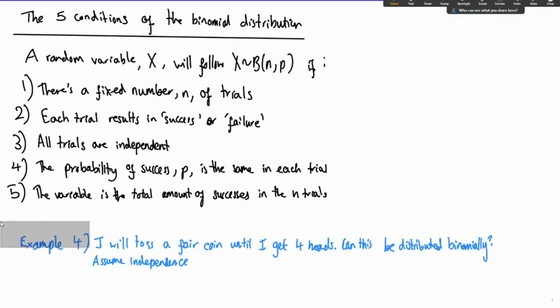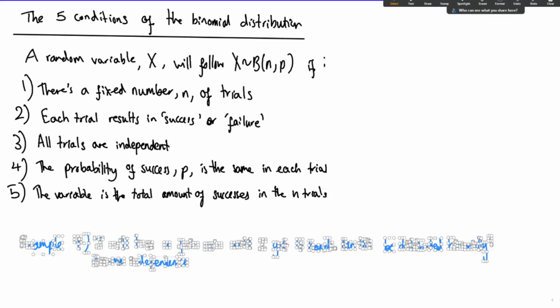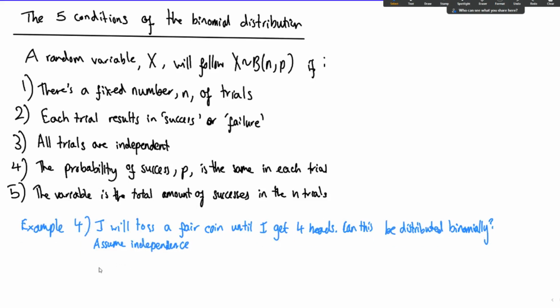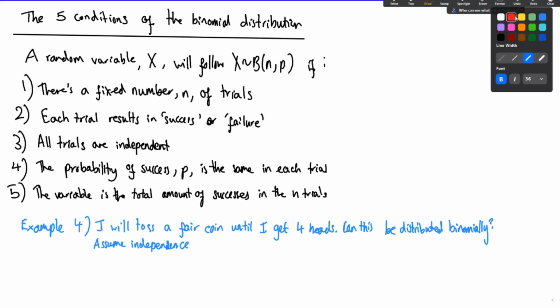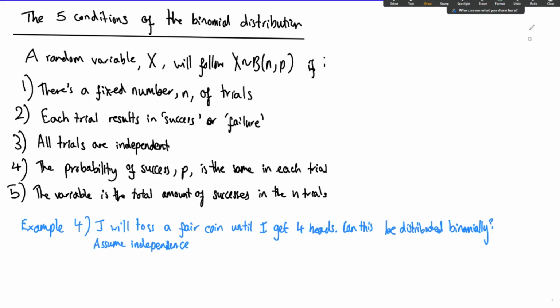So you can get questions that ask you if a particular set of trials can be distributed binomially. And sometimes you have to pick out what won't work. So let's read this. I will toss a fair coin until I get 4 heads. Can this be distributed binomially?